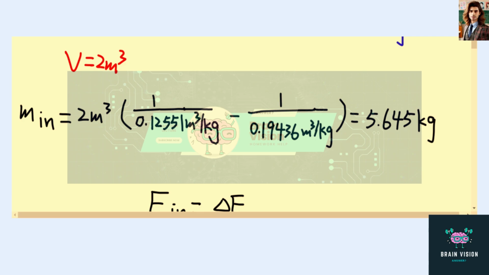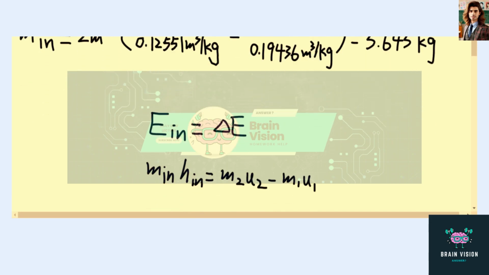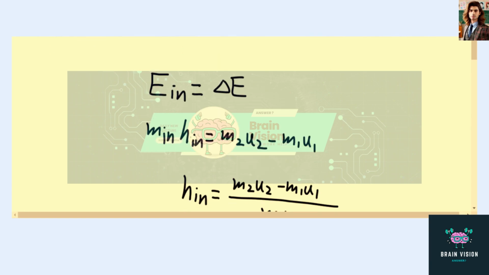So now let's take a look at the next question, which is the question for the pressure of the steam in the supply line. So first we need to set up the energy equation here. So we have E_in is equal to delta E. E_in is the energy that was entered into the tank, and delta E here is the change in internal energy in the tank. If we expand it, we have m_in times h_in is equal to m2 u2 minus m1 u1. m_in here is the mass of steam that has entered, and h_in is the corresponding enthalpy.